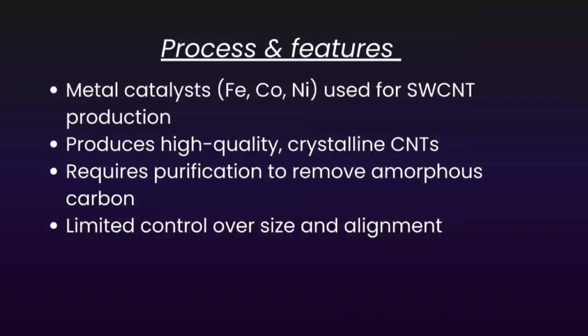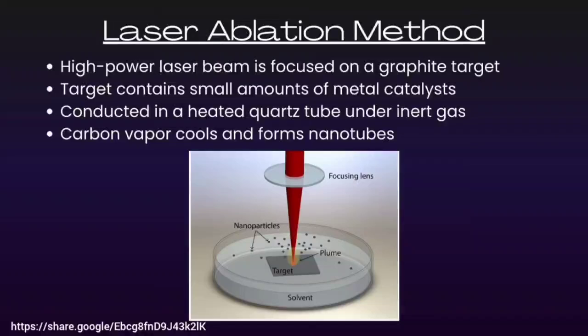The features of this method are that a metal catalyst like iron, cobalt, nickel is used for the production, and it produces high quality crystalline carbon nanotubes, and it requires purification to remove amorphous carbon, and it has limited control over size and alignment. So moving to the last synthesis method, which is laser ablation method.